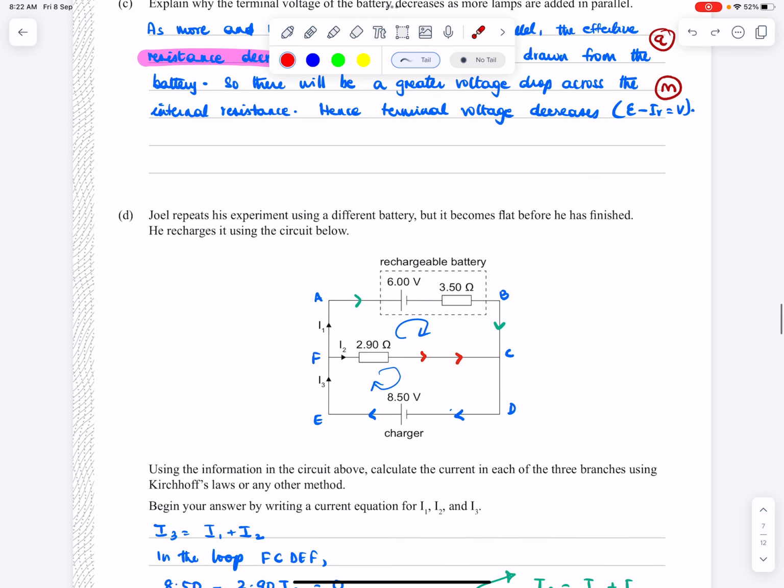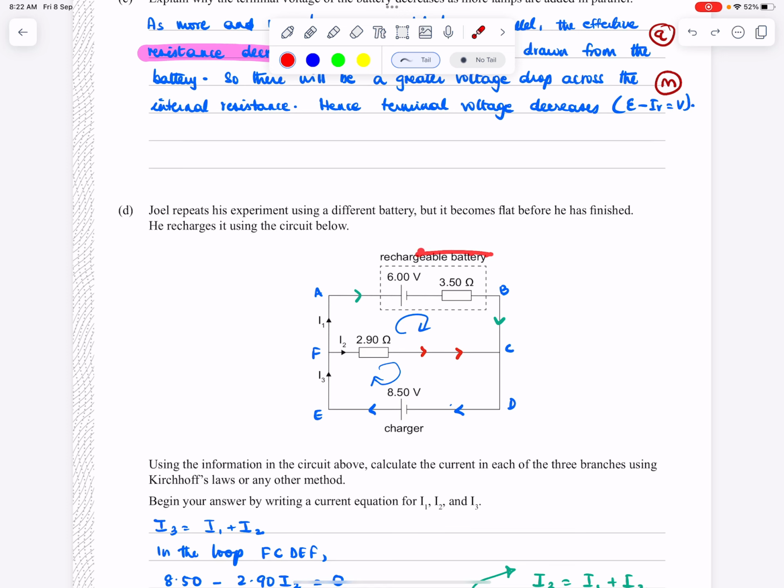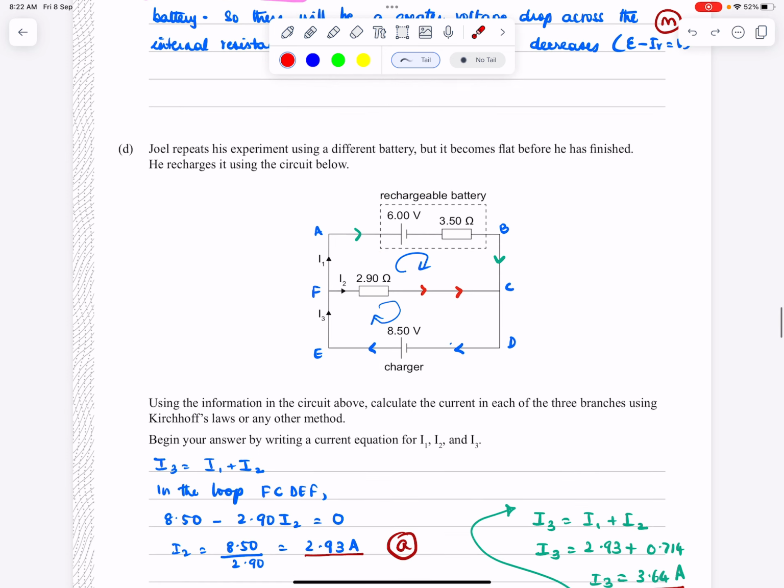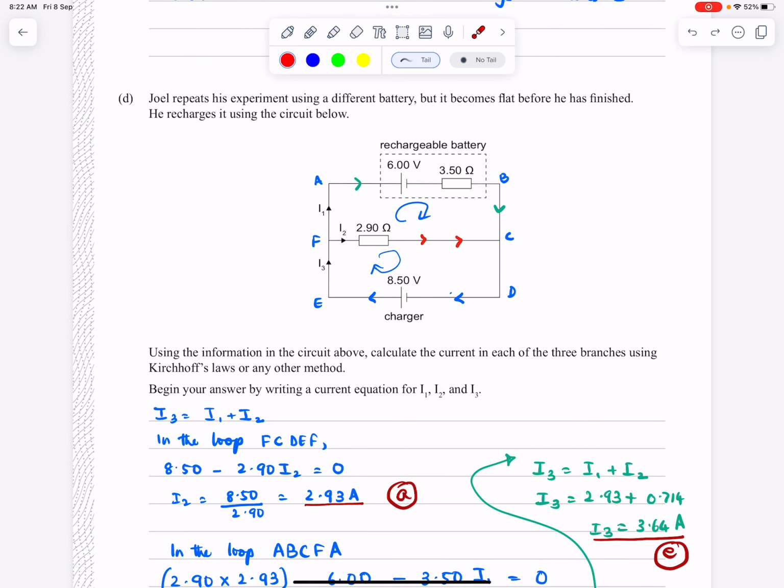Then Joel repeats his experiment using a different battery, but it becomes flat before he has finished. He recharges it using the circuit below. So this is your flat battery, which is rechargeable, and this is your charger. Using the information in the circuit above, calculate the current in each of the 3 branches using Kirchhoff's laws or any other method. Begin your answer by writing the equation for the current for all those 3 currents.